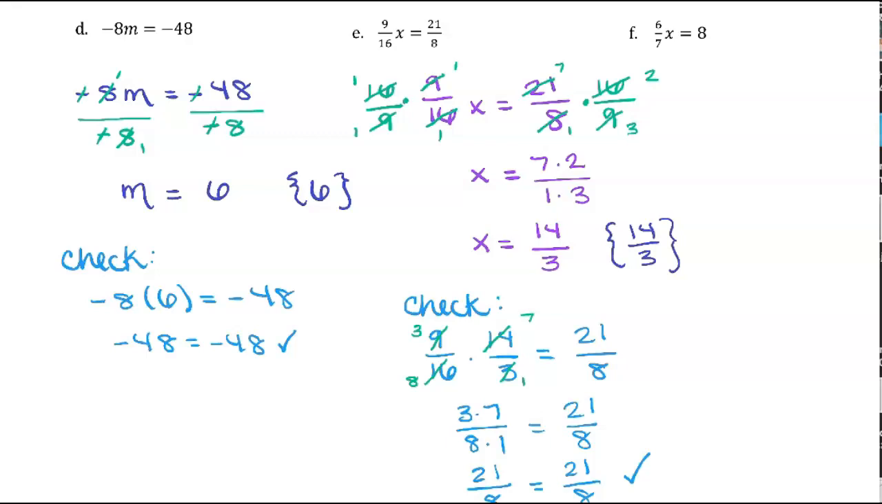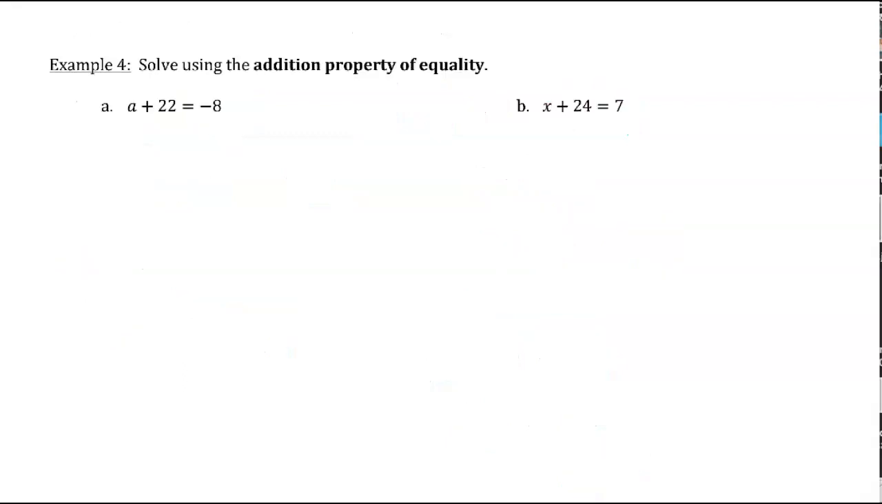I'm also going to leave part F for you to try out on your own. I'm going to go on to example 4. Example 4 also asks us to solve, but this time we're going to use the addition property of equality. Let's talk about what the addition property of equality tells us.